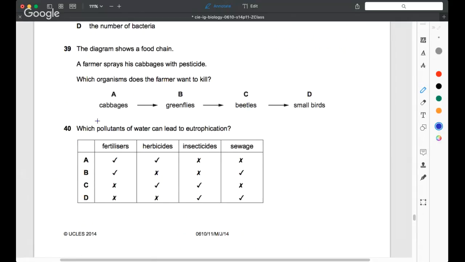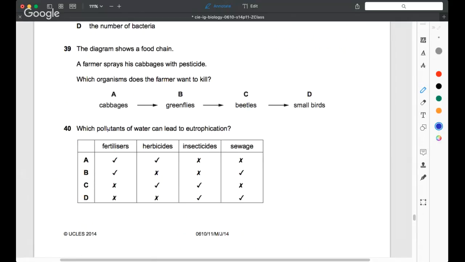Which pollutants of water can lead to eutrophication? So this is like an algal bloom, so things like in waterways, the algae or the small microplants getting really out of hand and getting huge, and then causing lakes and rivers to be covered in these plants, and basically everything underneath them to die off because it has no light. And it is really, really bad for rivers and lakes.